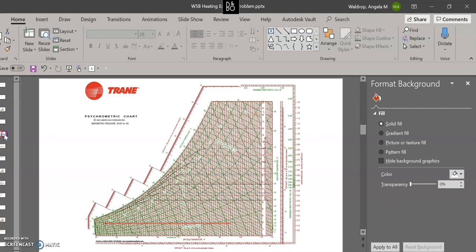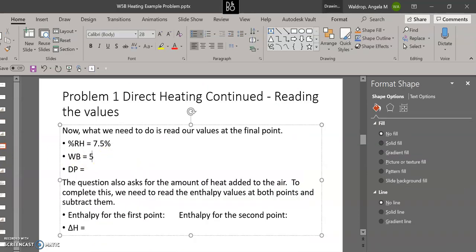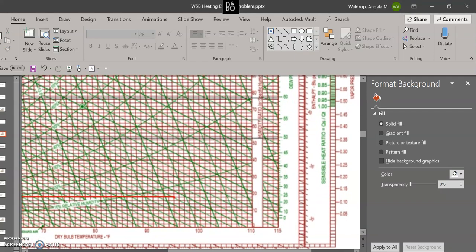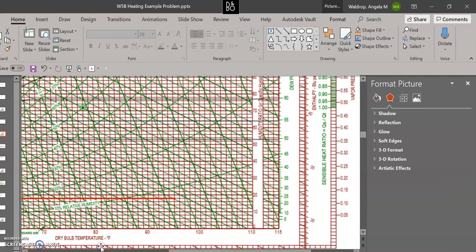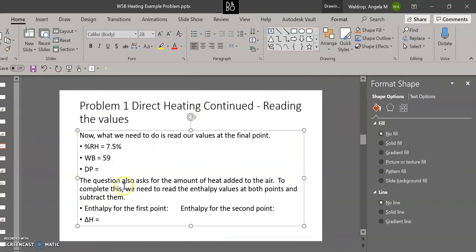The wet bulb is very easy to read. I can trace upwards here, and that value is 59 degrees. The dew point is also very easy to read. I can go over to the side and read the dew point temperature. When I trace over and zoom in, we'll see that the dew point temperature is about 23.5. I'll type that value on my PowerPoint slide as well.